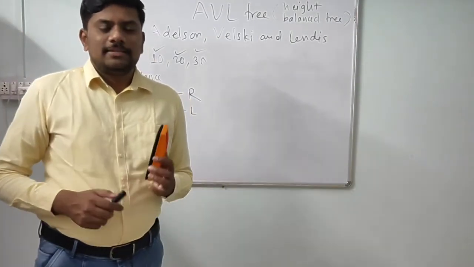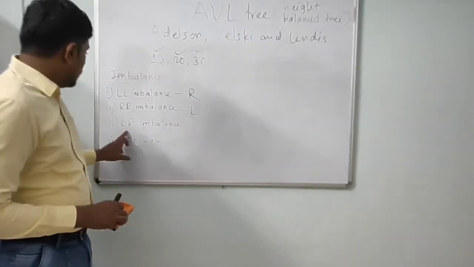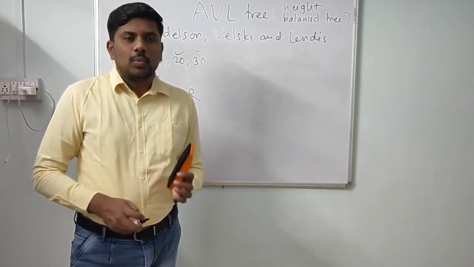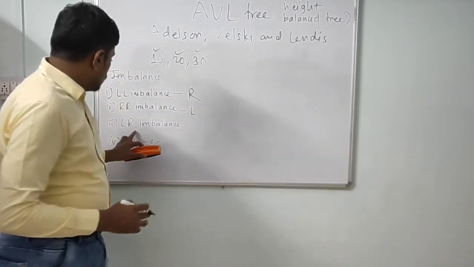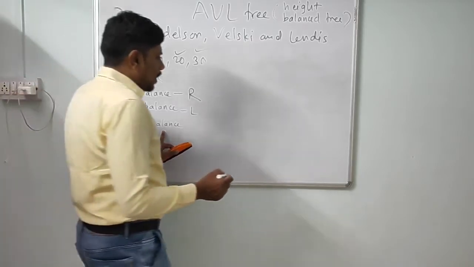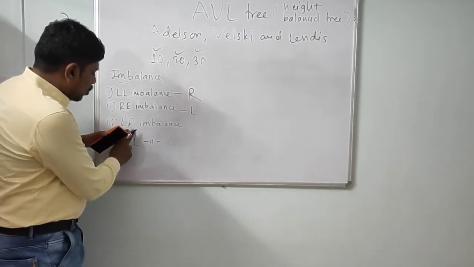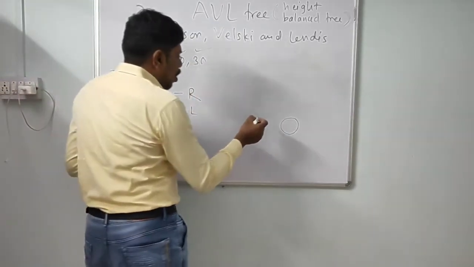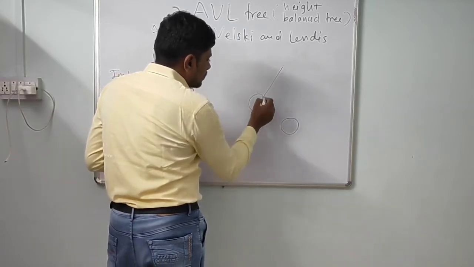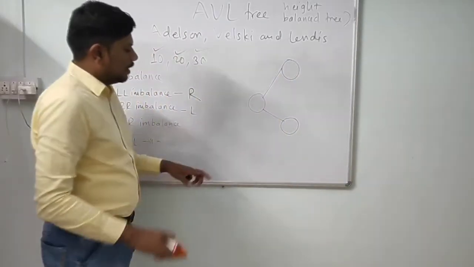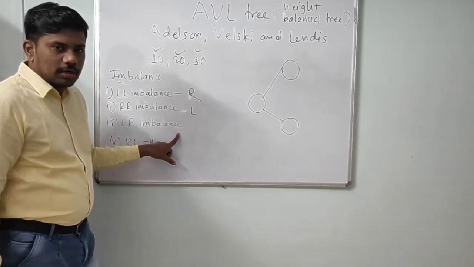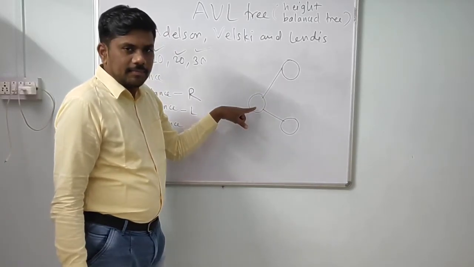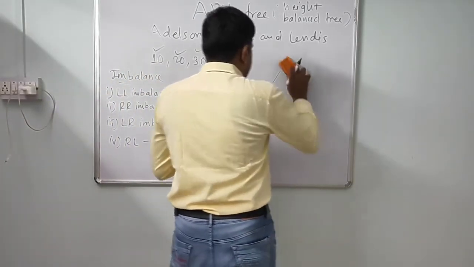Now we'll see the third imbalance, that is LR imbalance, left right imbalance. LR imbalance occurs when we insert a new node to the right side of the left subtree.